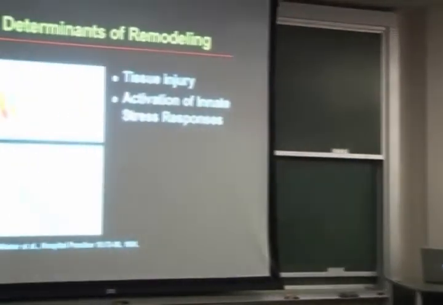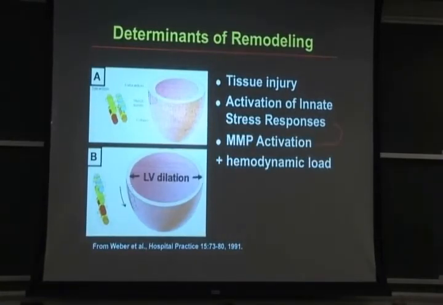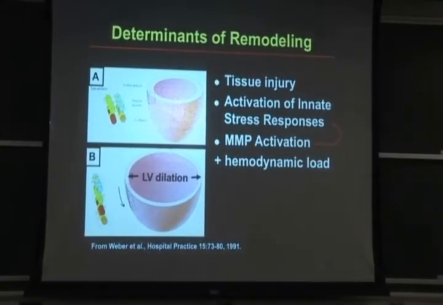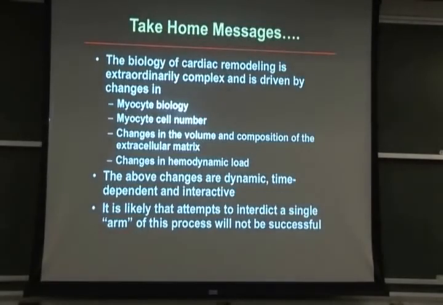So just to reiterate what we've talked about so far, we've talked about the fact that tissue injury leads to matrix metalloproteinase activation. That leads to the dilatation, and we think that the apoptosis is largely responsible for the wall thinning. And both of these processes are happening at the same point in time. So where I'm going with this is that the biology of cardiac remodeling, I think, is really extraordinarily complex, and it's driven by a number of changes shown on this slide.